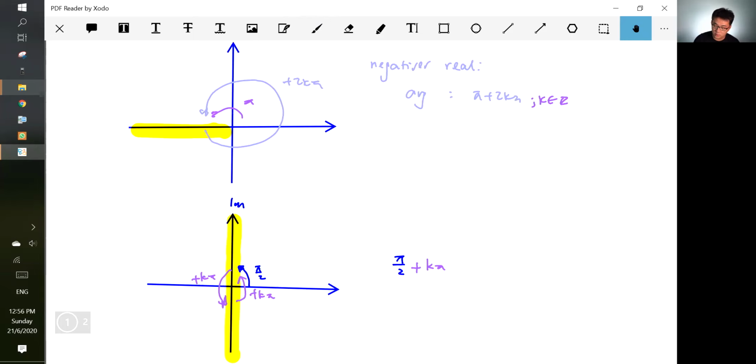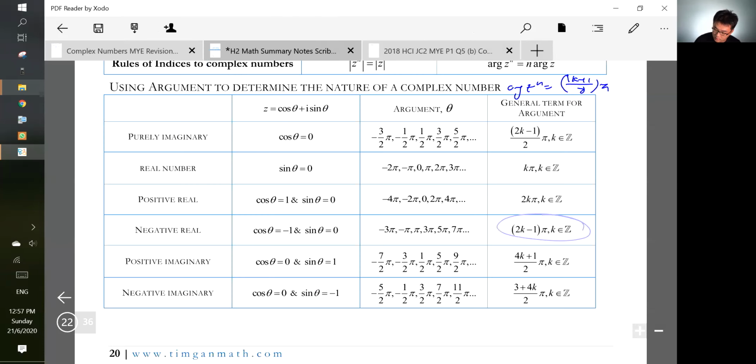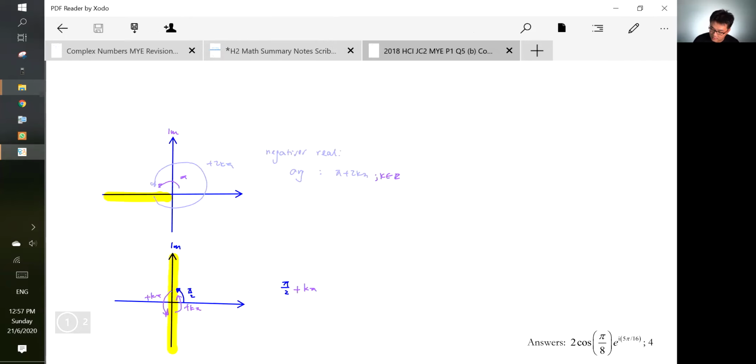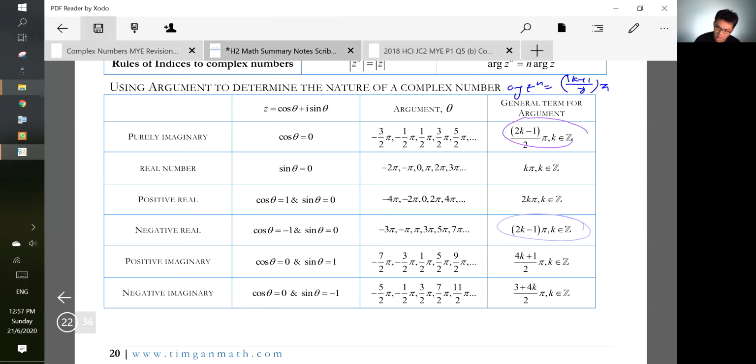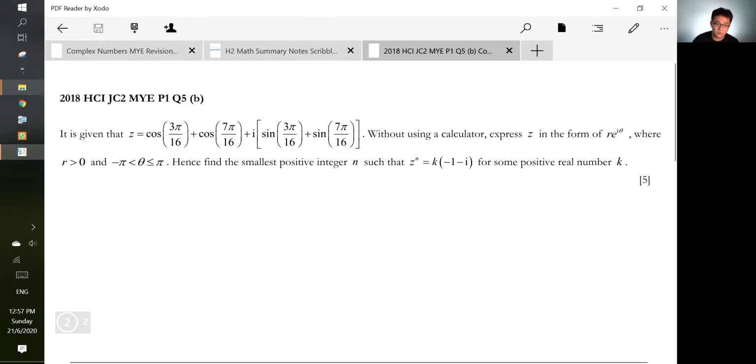Just know that. So basically if you look at this part here, this is your negative. We'll purely measure this one. It's the same. So just go back and revise this part here. This is very important. The argument tells you how the complex number behaves. So this is what we need to know. So let's look at how we solve this question here properly.